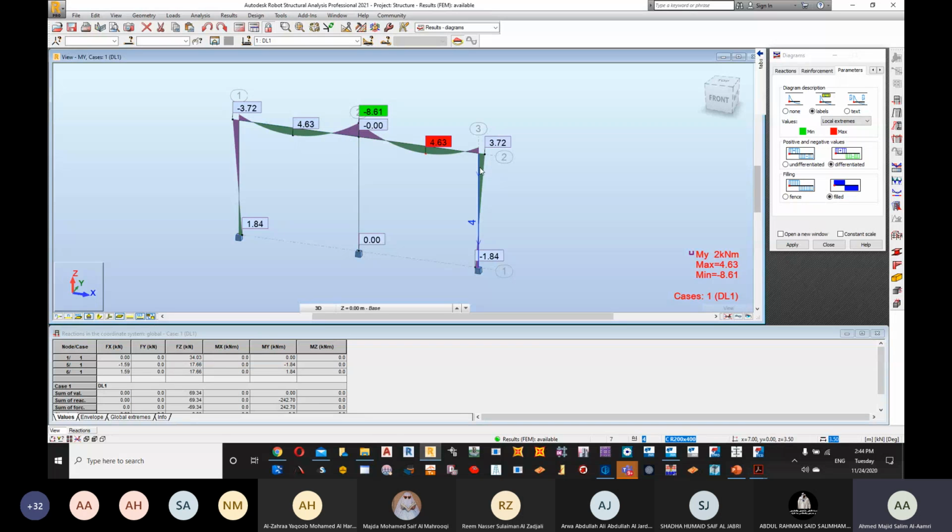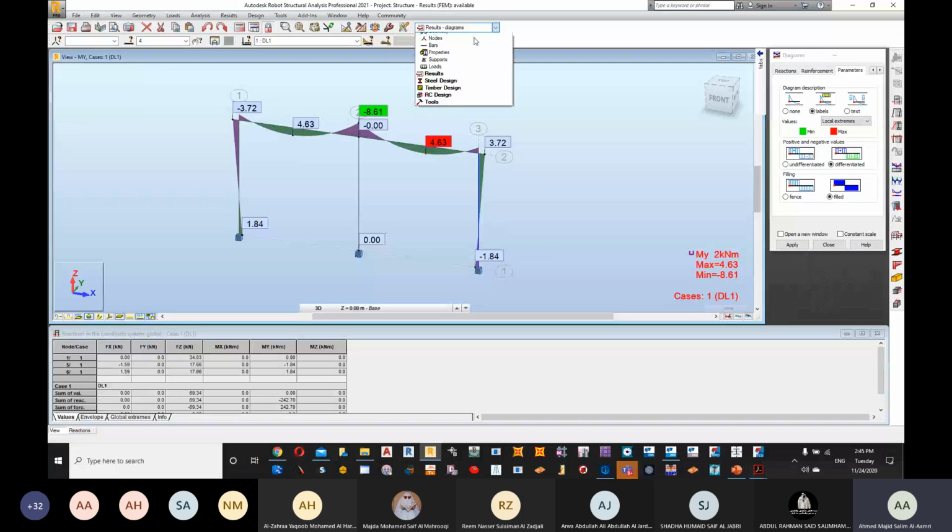Now, what about this particular element? Do you have the moment in one direction? This column, we have the moment in one direction. So this column will be designed as axially loaded with uniaxial bending.